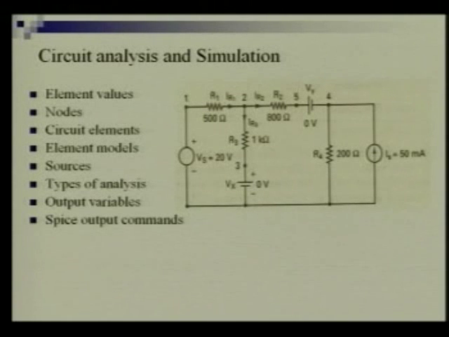So you give the element first by the nodes, then you give the element values, that is, between this 1 and 2 one resistance is there, between 2 and 5 some resistance is there, some circuit elements are there, some voltage source, some current source. All these things you are giving for the circuit analysis and simulation. So you can see the types of analysis, the output variables, all these things you are giving to the SPICE, fine.